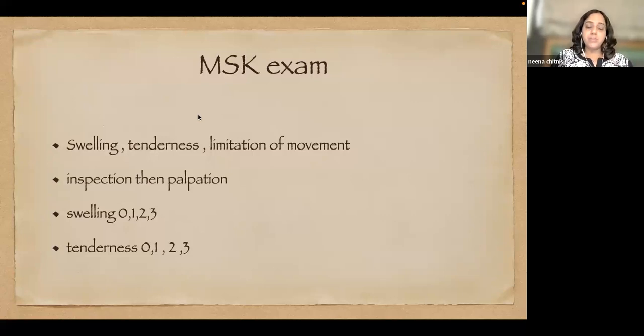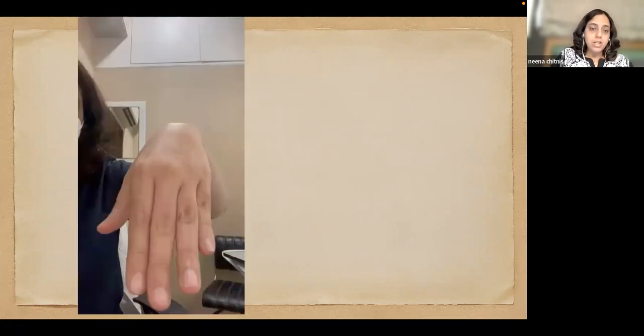Tenderness 0 means no tenderness. 1 means mild tenderness. 2 means tenderness and the patient winces with pain. And 3 means that the patient winces with pain and also withdraws the joint because of the pain. So let's start with the examination of the hand.